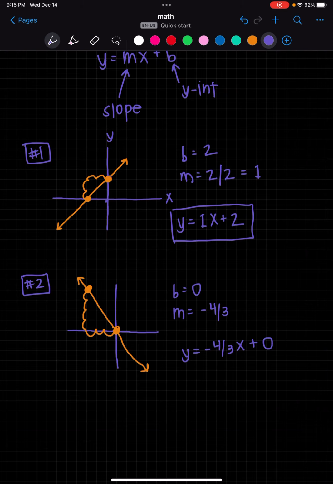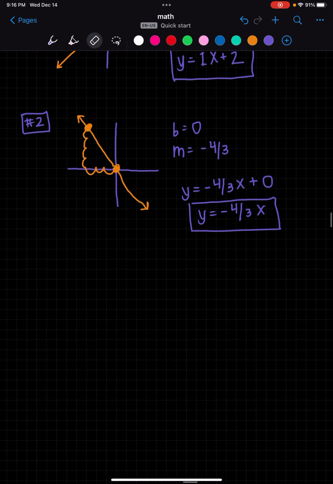Now, we can leave it like this with the plus 0, or you could just write it as y is equal to negative 4 over 3x, because adding 0 doesn't change anything. So either way, it makes sense. The bottom equation is just a little bit of a simplified version. Okay, let's go to the next example.